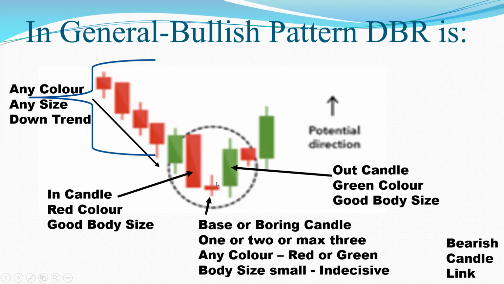It can be a doji, it can be a hammer, it can be an inverted hammer. जो भी pattern में है वो हिसाब से हो सकता है. But I don't care, I don't remember the names. I only remember the picture of it. So what do I see? A big in candle, a couple of small base candles, a big out candle.